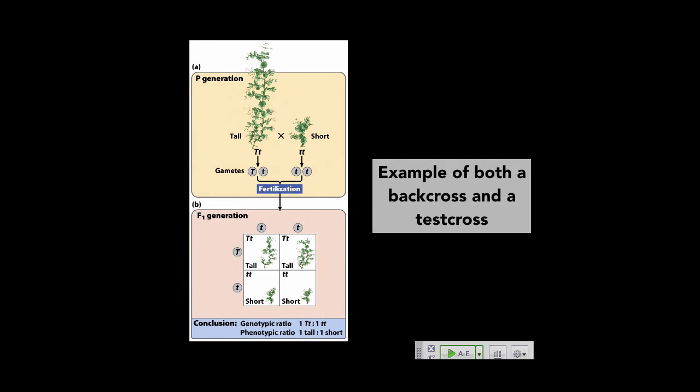All right, so here's an example. We have a tall plant crossed with a short plant. In this particular case, we're just identifying that it is a heterozygote. Now, this is an example of both a test cross and a back cross. Everybody see why? Okay. So here's the Punnett square, and you get the 1:1 phenotypic ratio, tall and short. So how do you know this was a heterozygote? Because you actually got short plants that appeared out of that.